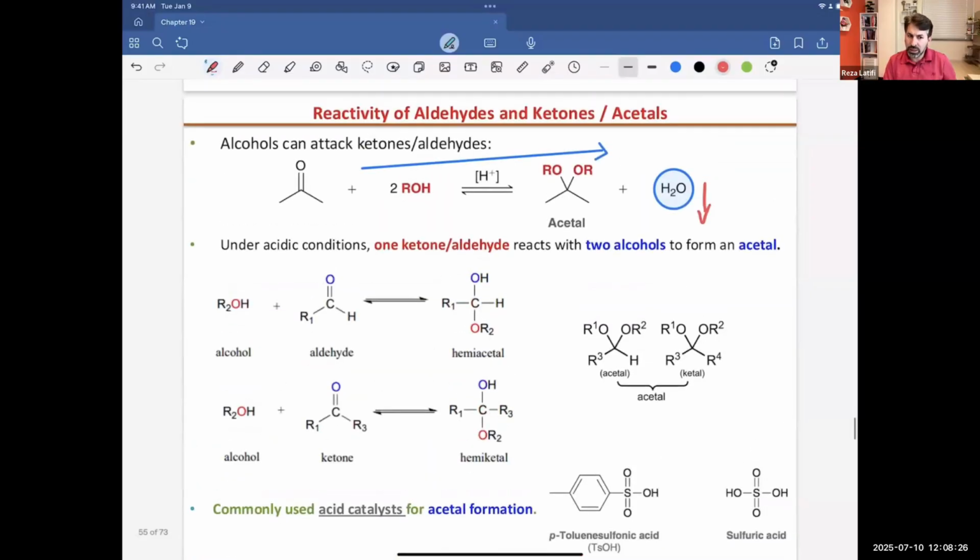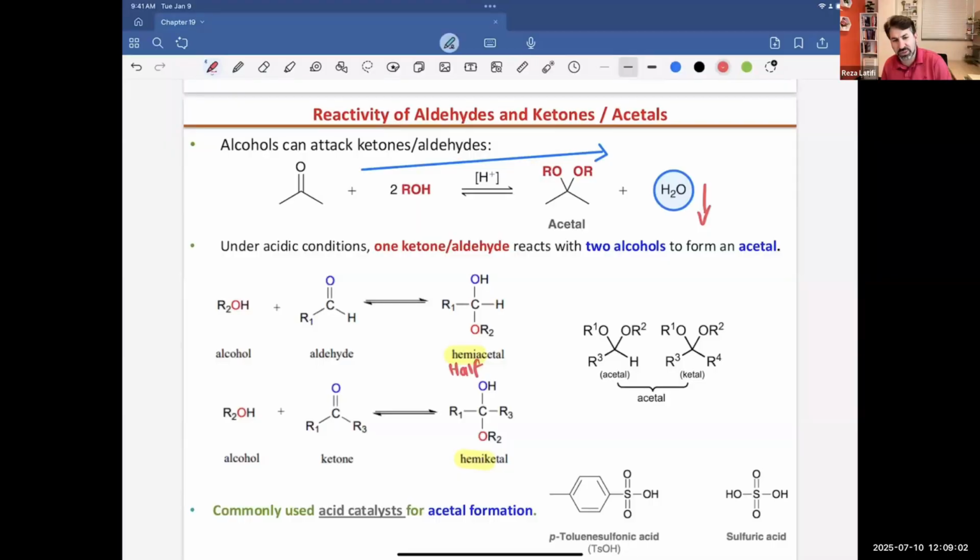Now, the ketone or aldehyde is not going to give you the acetal right away, and it's going to go through a couple of steps in order to give you the final product. The first step, regardless of what you are using, is going to be addition of 1 mole of alcohol to the carbonyl group. Now, if you are using an aldehyde and you add an alcohol to it, you get a hemiacetal. Hemi means half. I'm going to highlight this term.